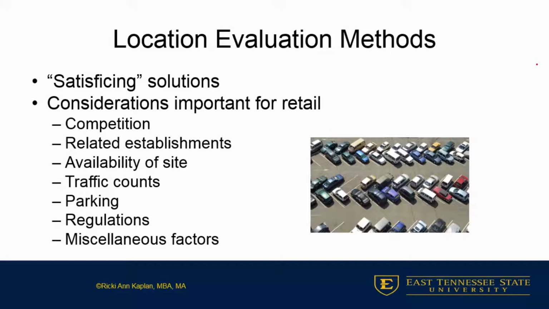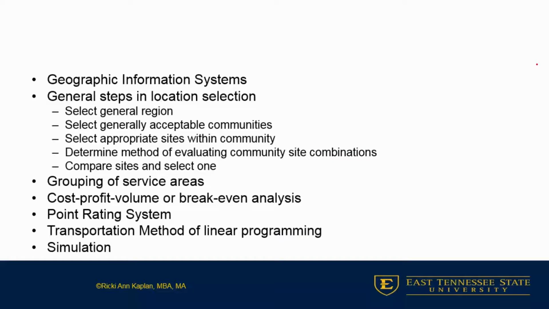So we'll actually be doing what's called a point rating system in just a few minutes to look at this satisficing solution. We can take a look at geographic information systems that gives us a lot of this information. It will let us know what we need to do that. It will let us know the topography. It will let us know roads. It will let us know lights that are out there so that we can understand more about that before we even visit a site to see.